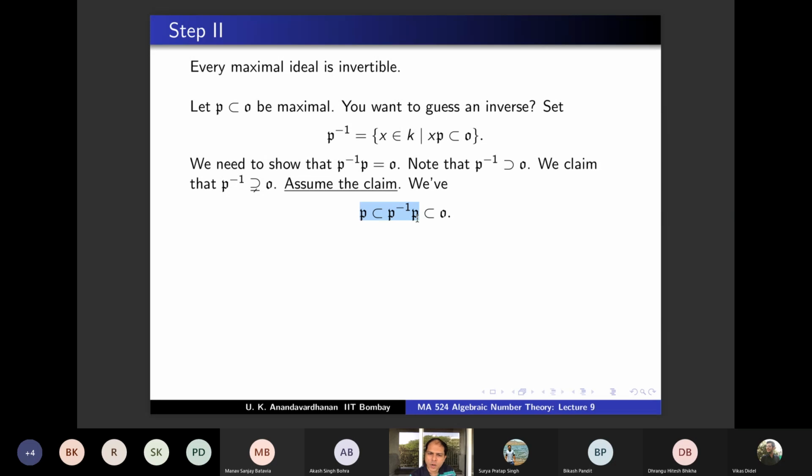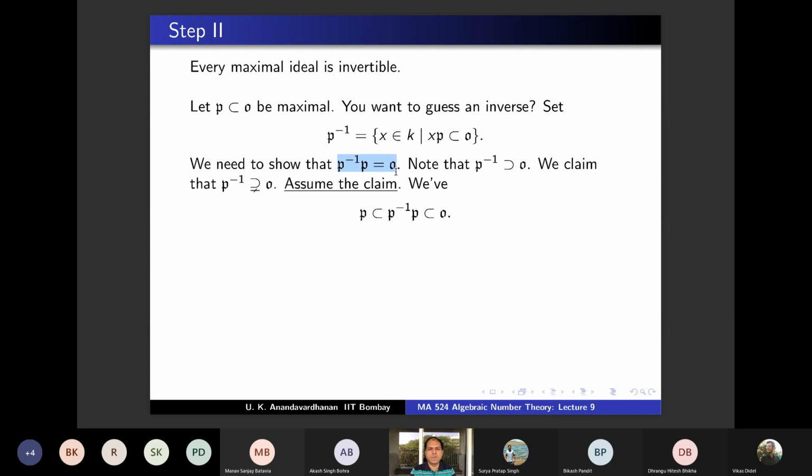But if X is integral over O, then what can you say? What are the properties of O? It's Dedekind. X belongs to O. So if P inverse P equal to P, then every X in P inverse belongs to O. But that's not true. Agree? There is at least one X in P inverse which is outside O. That is the claim that we are going to prove later. So assuming the claim, we have proved that P inverse P cannot be P. Therefore, P inverse P equal to O.